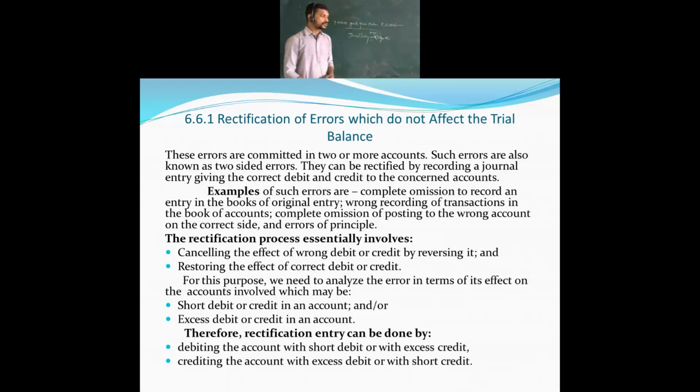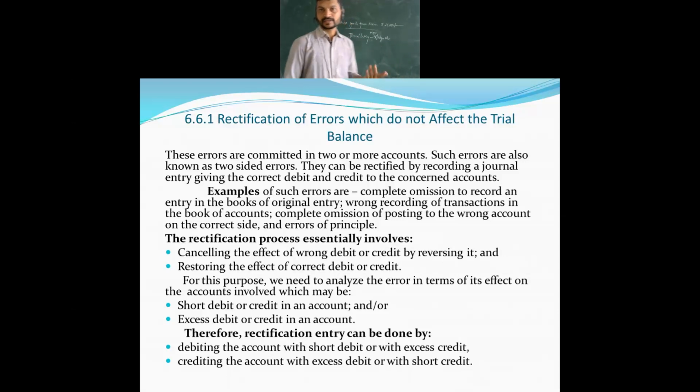Then complete omission of the posting of the wrong account to the correct side. It means posting of what we can call the wrong account on the correct side. Some of the time, any of the entries you have posted will be there, but on the wrong side. These things can be there.